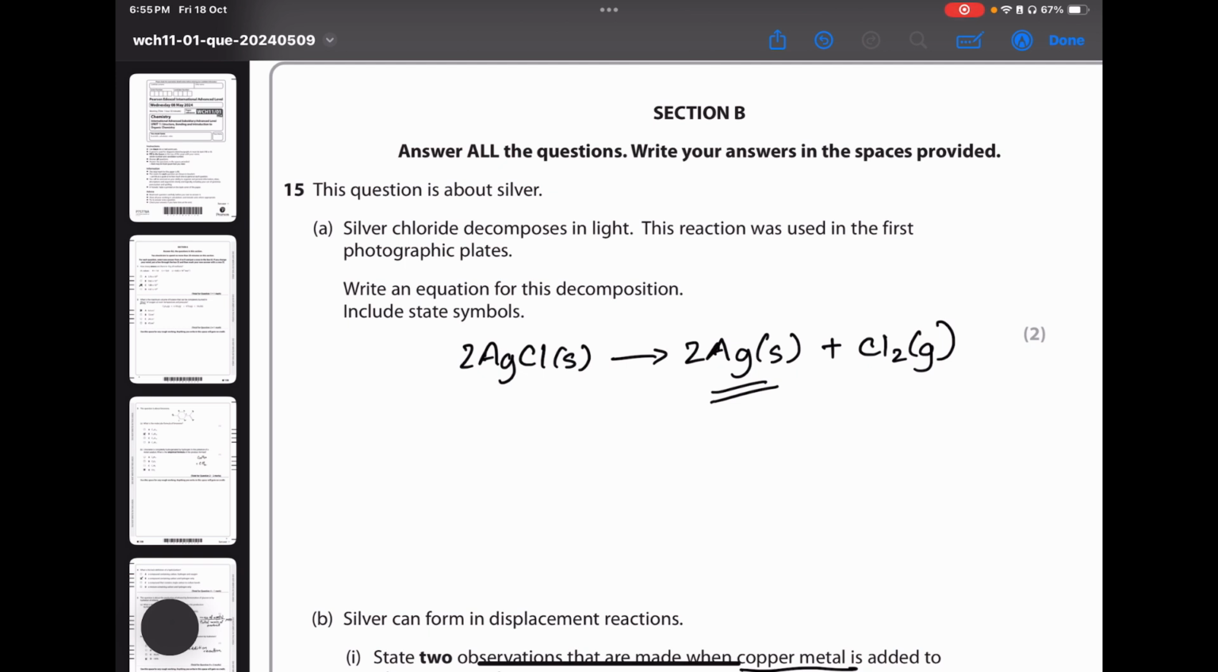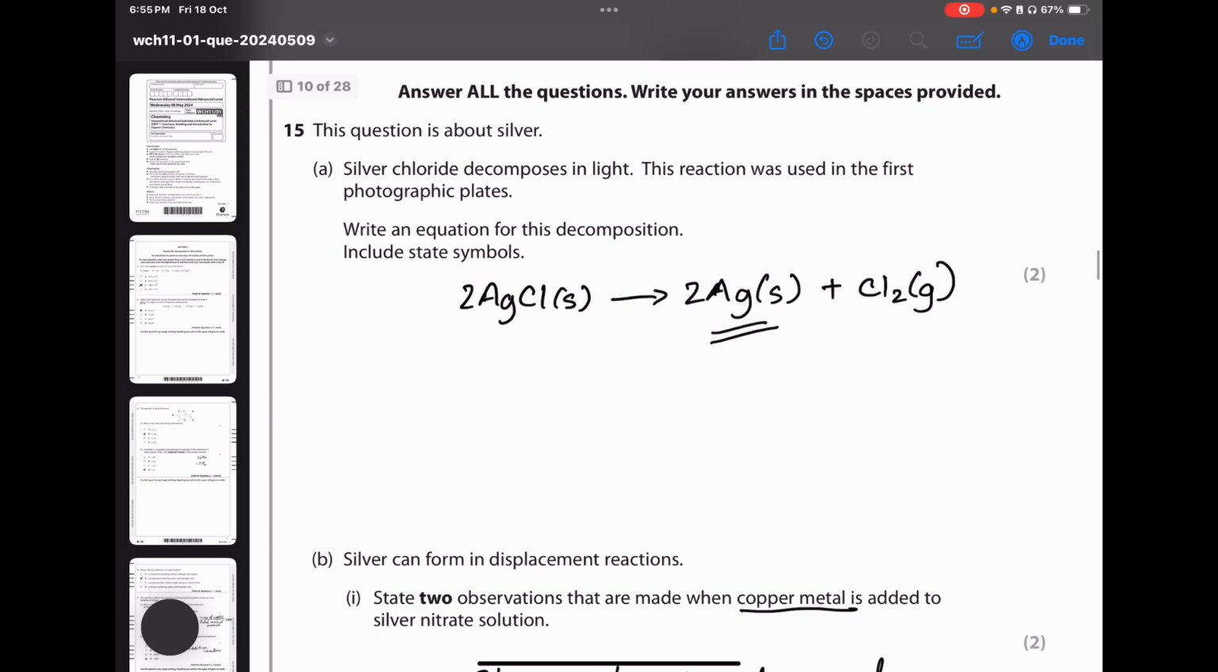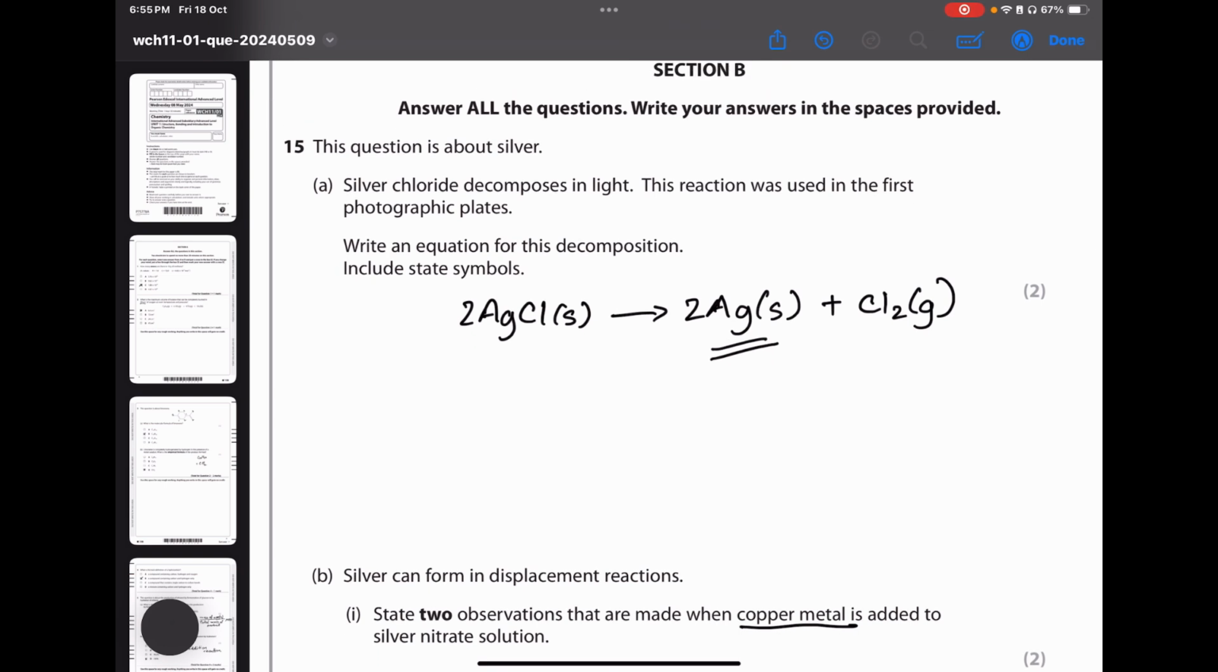This question is about silver. Silver chloride decomposes in light. This reaction was used in the first photographic plates. Write an equation for the decomposition. So, silver chloride decomposes to form silver solid along with chlorine gas.